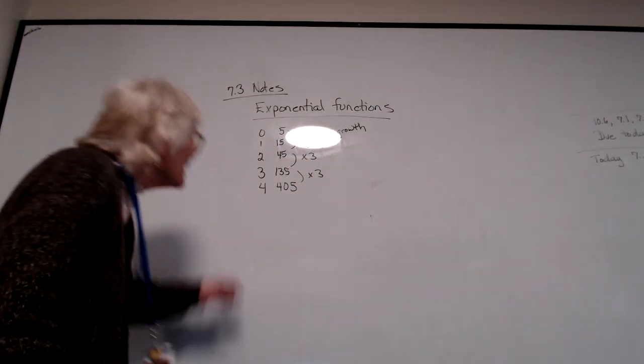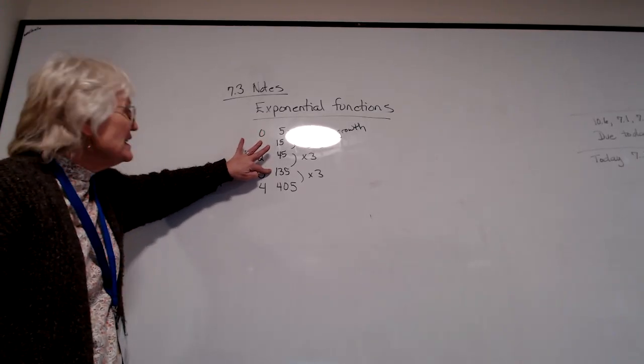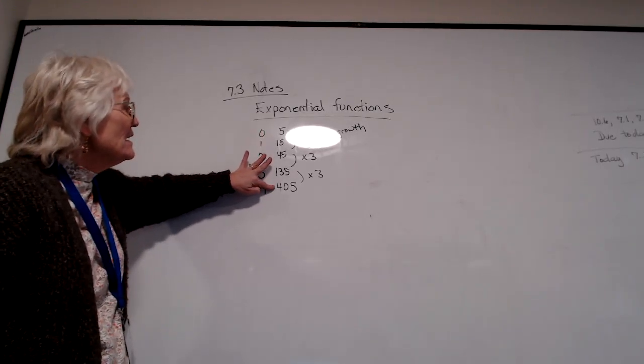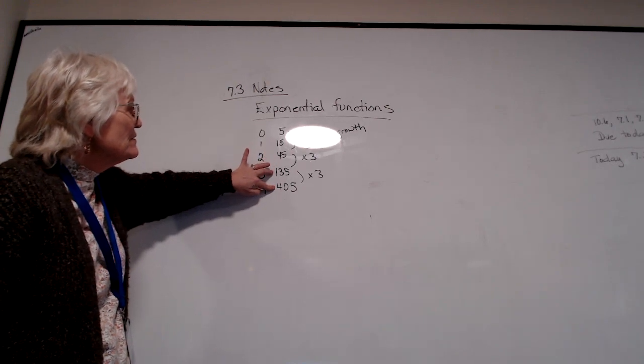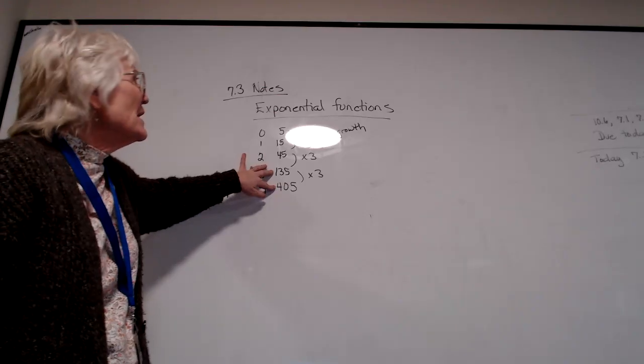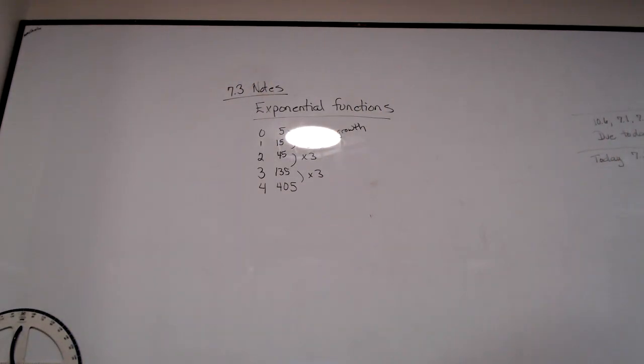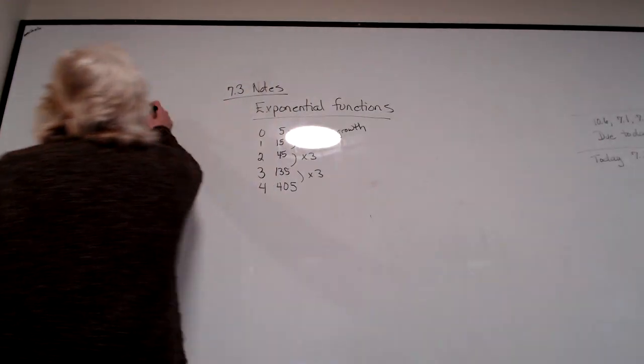Okay, notice that it grows a lot faster. So here, it actually grew by 10, here it grew by 30, here it grew by 90, here it grew by 90 times 3, 270, okay? So it grows a lot faster, and that's what a growth factor is. It's not linear.